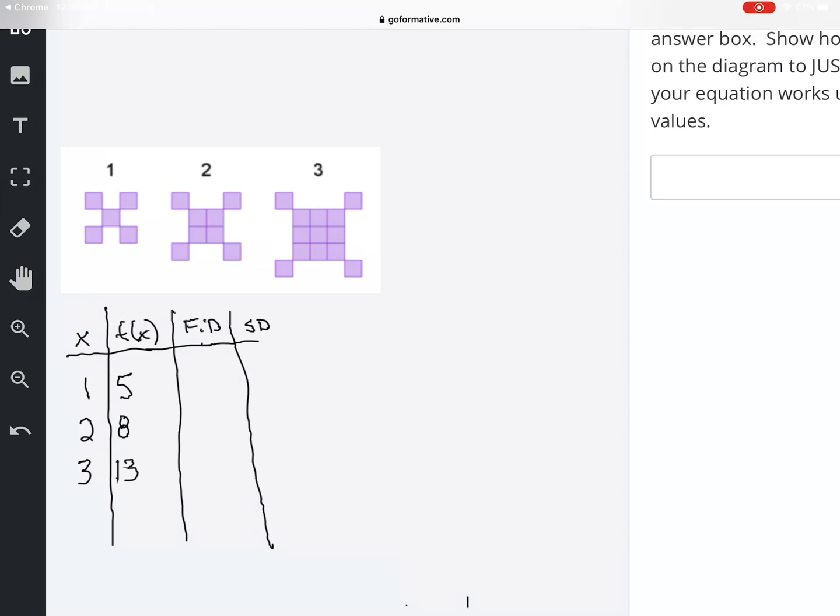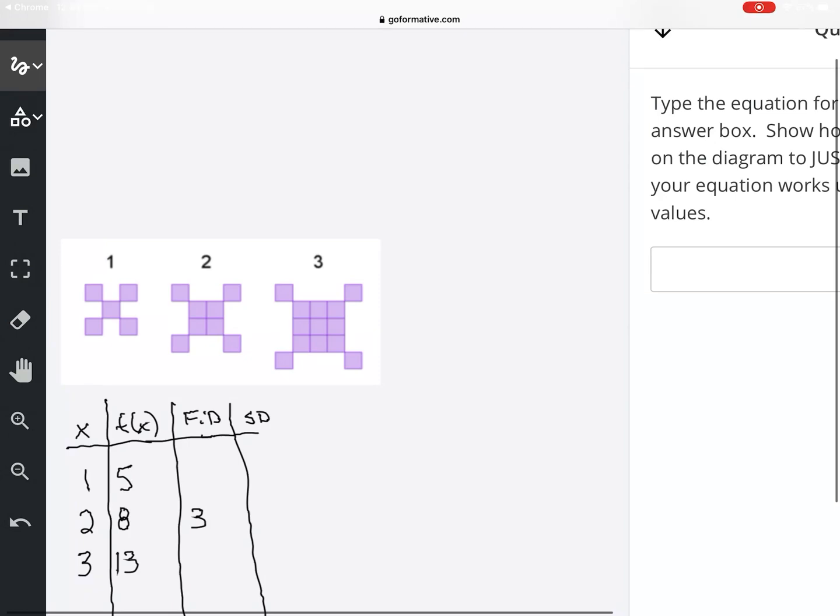So my first difference, when I go from 5 to 8, is 3. Now, after meeting with many of you, you seem to really understand what's going on for the most part, but you're writing that 3 in the wrong spot, and then it's throwing the entire problem off. So when I go from 5 to 8 and it goes up 3, I need to write that 3 right next to the 8, okay? I don't want to write it up by the 5, okay? That's just something that you need to kind of remember.